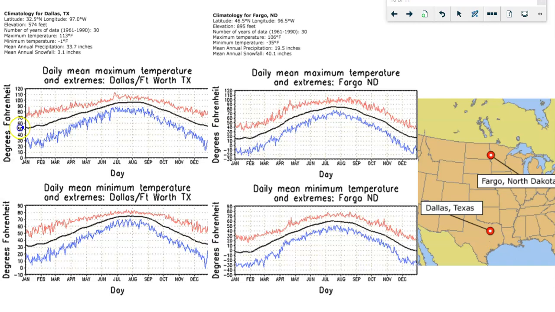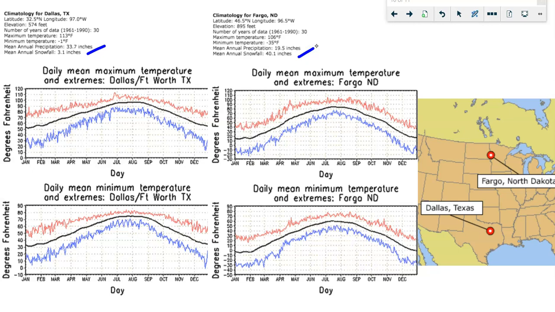And we see that this line is a little flatter compared to this line for Fargo between summer and winter. But in Fargo, we're going to get colder temperatures in general because we're farther from the equator. In the summertime and the wintertime, we're going to get more temperature extremes because of those seasonal changes and being farther away from the equator. Also, in terms of precipitation, Dallas gets about 33 inches, Fargo only 19.